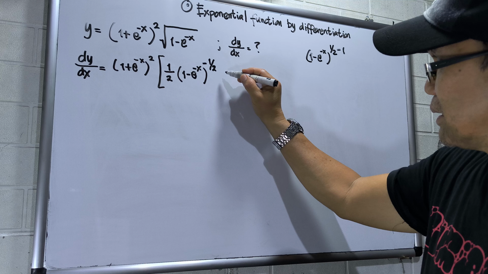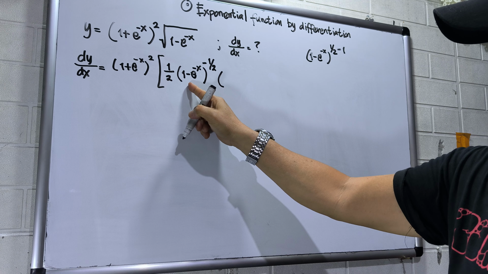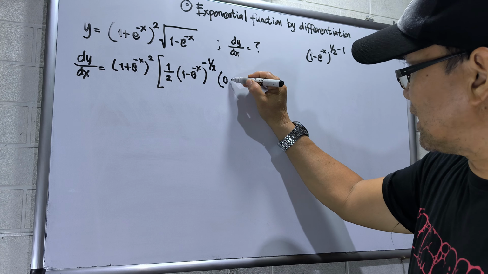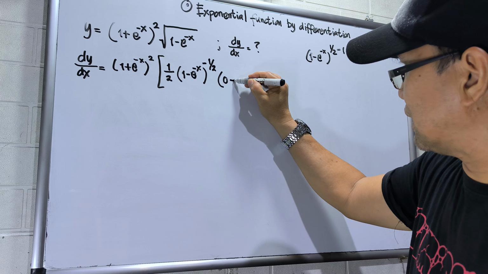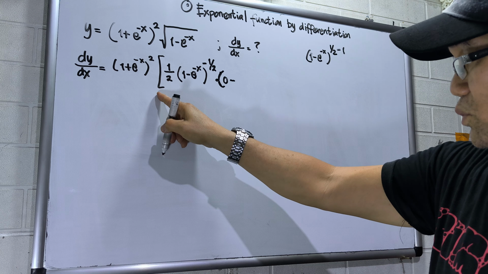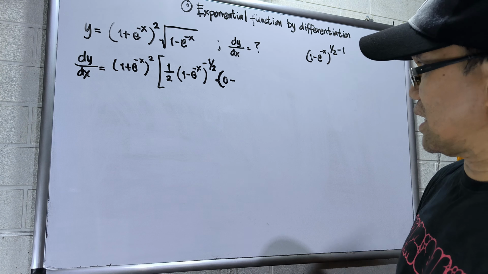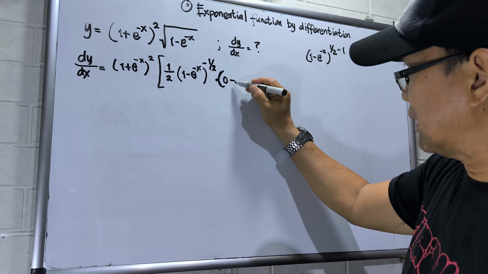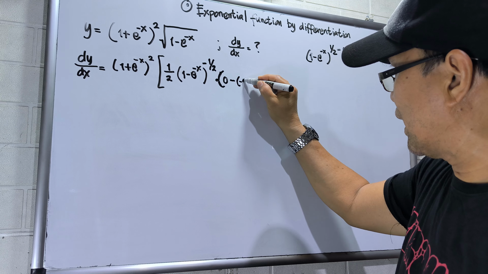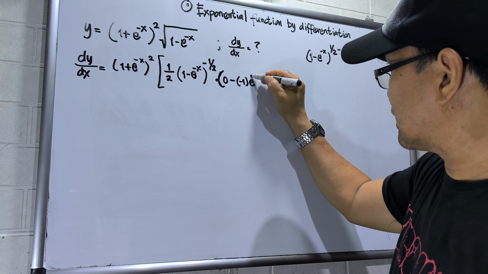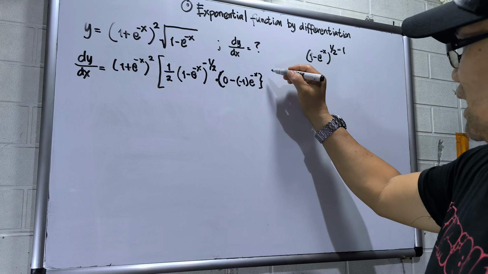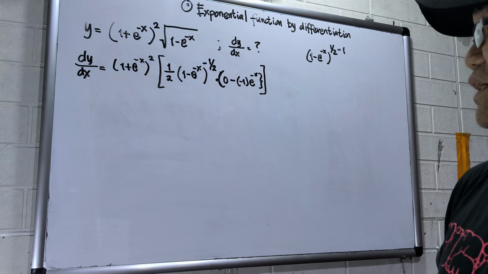Okay? Then the derivative inside the circle brackets. Derivative of 1 will be 0. Minus, okay, I will use braces because I already wrote square brackets. So this will be 0, then minus the derivative of negative x, that will be negative 1, then times e raised to the negative x. Okay? Then this will be close bracket.